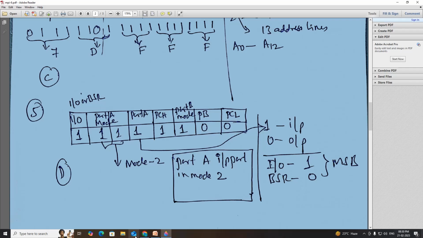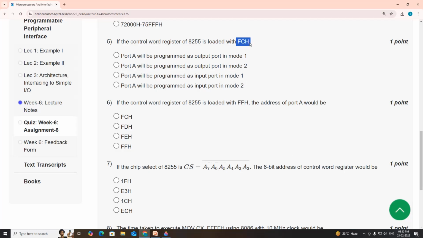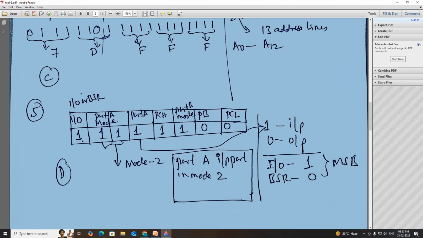If you come here, the MSB bit: if this is 1, it is I/O mode, if it is 0, BSR mode. What is given? FC is given. So simply write 1111 is F and 1100 is C. Now the question is related only to port A. 1 means input port, 0 means output port. Port A is 1, so it is an input port. 00 means mode 0, 01 is mode 1, and 11 is mode 2.